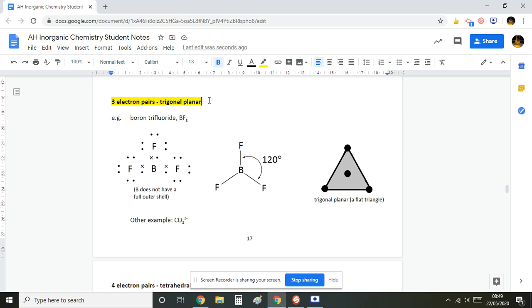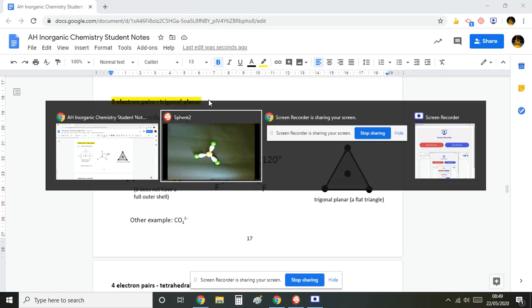The classic example for this one is boron trifluoride. Boron is in group 3, so it has 3 outer electrons. There are 3 fluorines joined to it. Total number of electrons is 6. Divided by 2 will give you 3 electron pairs. The furthest away that each electron pair can get from each other is by forming a planar triangle with a bond angle of 120 degrees between each electron pair.